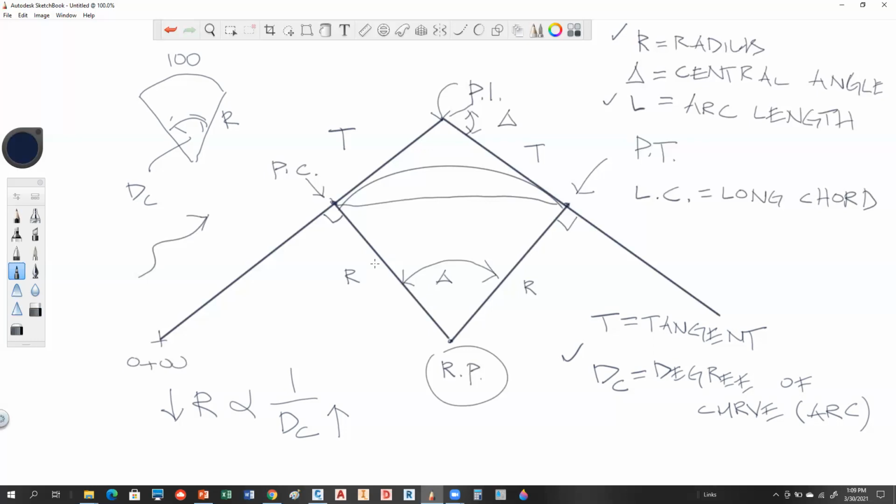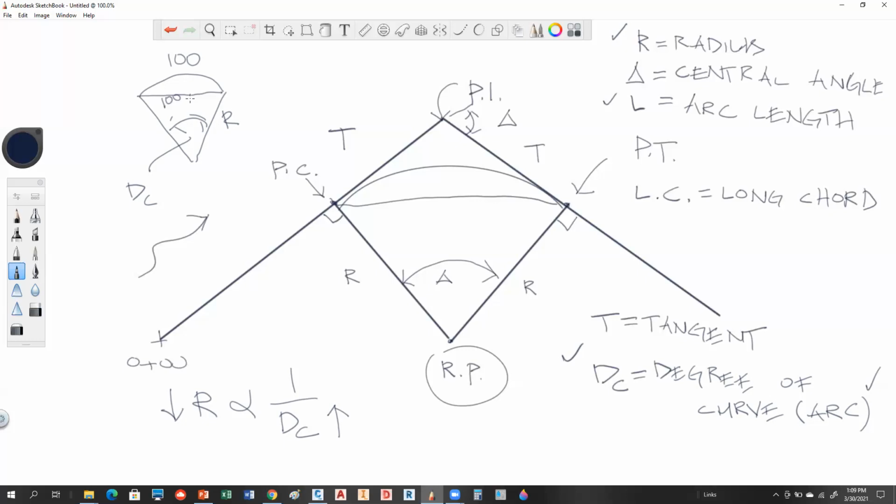And highways, like I said, use what's called an arc definition. Railroads do it completely differently. In a railroad, they use a chord definition, so they say it's the angle that subtends a 100-foot length of chord. Okay. And we're not going to mess with that. We don't need to know about that. Okay. Any questions on that?